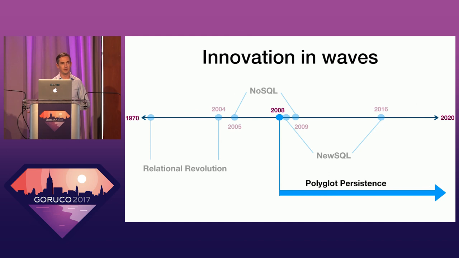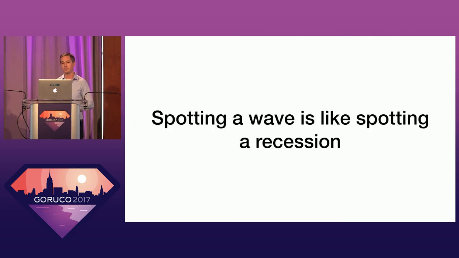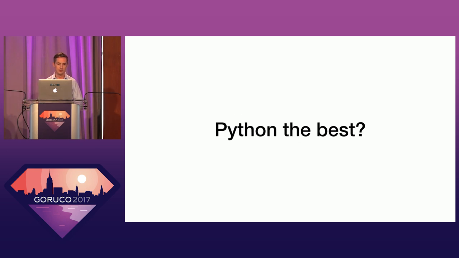These NoSQL projects, it's not like only a few are going to exist, like only Redis and Mongo are going to exist as successful NoSQL projects. I think we're going to continue to see more of them, and more of them that aren't even necessarily focused on scale as their key thing, but on programmer productivity. So spotting a wave in these things is kind of like spotting a recession, right? You can always see it like 4 years after it started happening. But the point of all this is, is Python the best programming language for any task you could possibly perform? I picked Python because we're at a Ruby conference, so no.